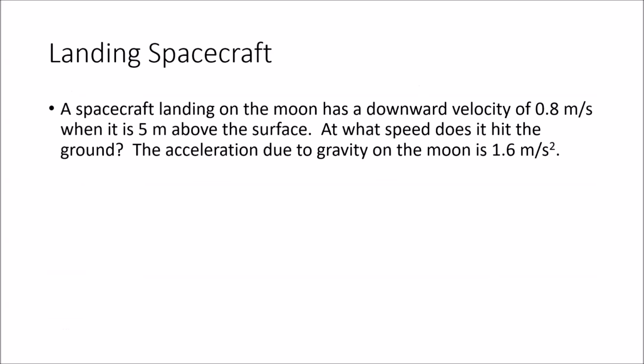A spacecraft is landing on the moon. It has a downward velocity of 0.8 meters per second when it is 5 meters above the surface. At what speed does it hit the ground? The acceleration due to gravity on the moon is 1.6 meters per second squared.